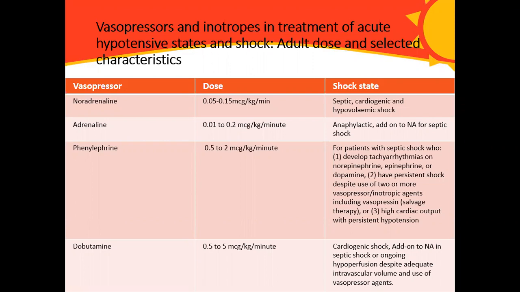Sometimes you have patients with high cardiac output but with persistent hypotension, and phenylephrine comes into play. Dobutamine is given at 0.5 to 5 microgram per kg per minute, and is indicated in cardiogenic shock. It becomes useful as an add-on to noradrenaline in septic shock, in patients with ongoing hypoperfusion despite adequate intravascular volume replacement and the use of vasopressor agents. I've had cases where I had to use triple inotropes, adrenaline, noradrenaline, and dobutamine, in patients in times past.